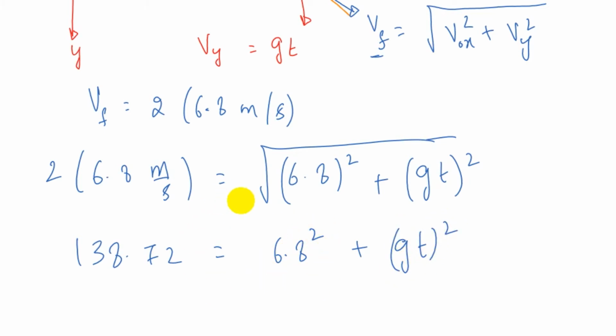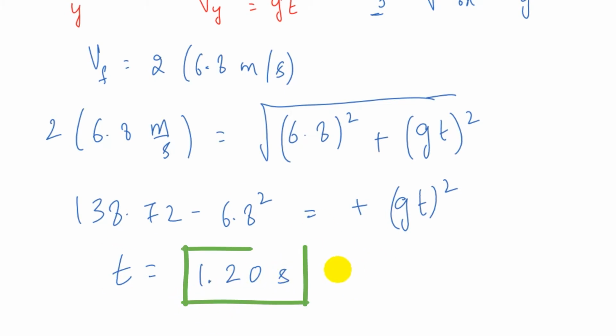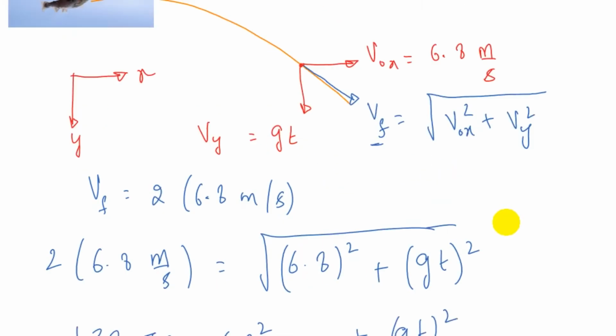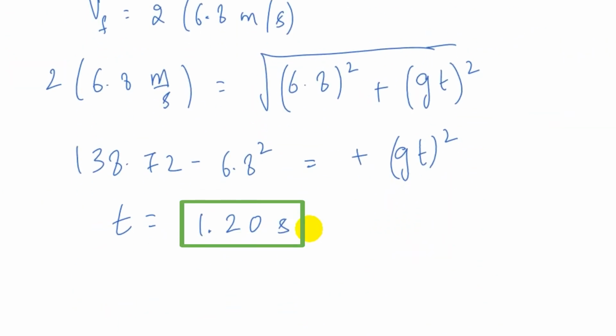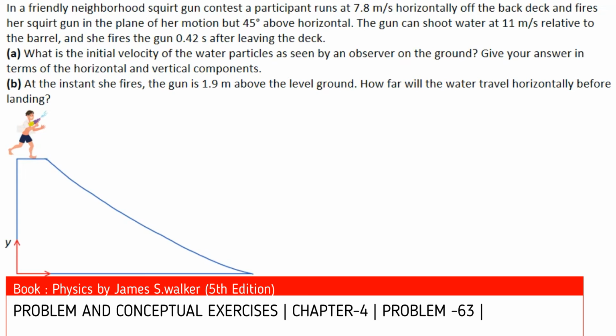Take this term to the left side, so this would become negative here and equals, right? Now from here t would be equal to 1.20 seconds. So it took 1.20 seconds for the fish to double its speed. So this is the final answer. Now this question is a very interesting question, so pay attention to it.